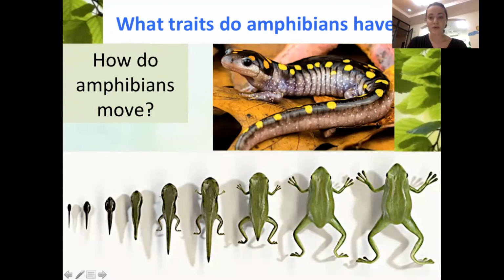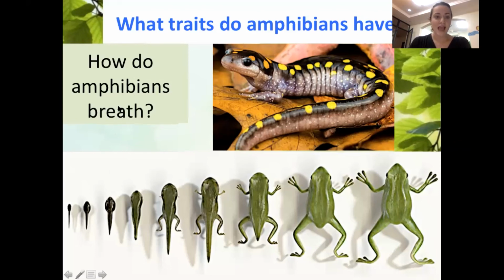How do amphibians move? How about George? George, how do amphibians move? They walk and swim. Yeah, walk and swim. What does a frog do? Bo, how does a frog move? Frogs move by... Say it again. Yeah, it lives on land. How does it move? Someone said they swim. What else does a frog do, Bo? They jump. They jump. Good. They swim, they jump.